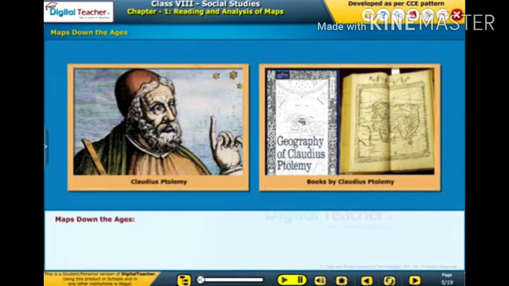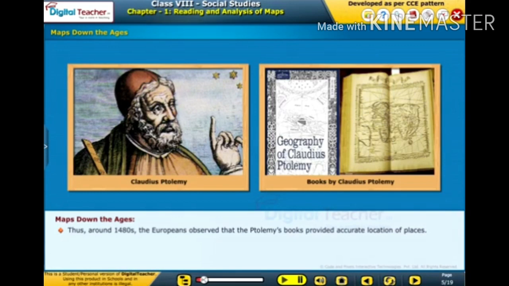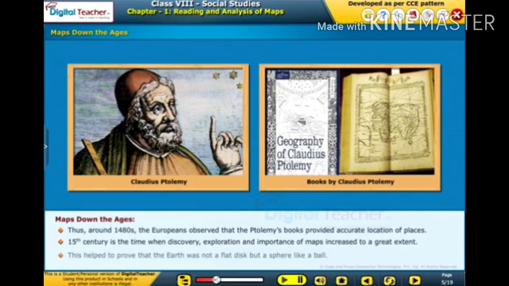Maps down the ages. Thus, around the 1480s, the Europeans observed that Ptolemy's books provided accurate locations of places. The 15th century is the time when discovery, exploration, and importance of maps increased to a great extent. This helped to prove that the earth was not a flat disk but a sphere like a ball.